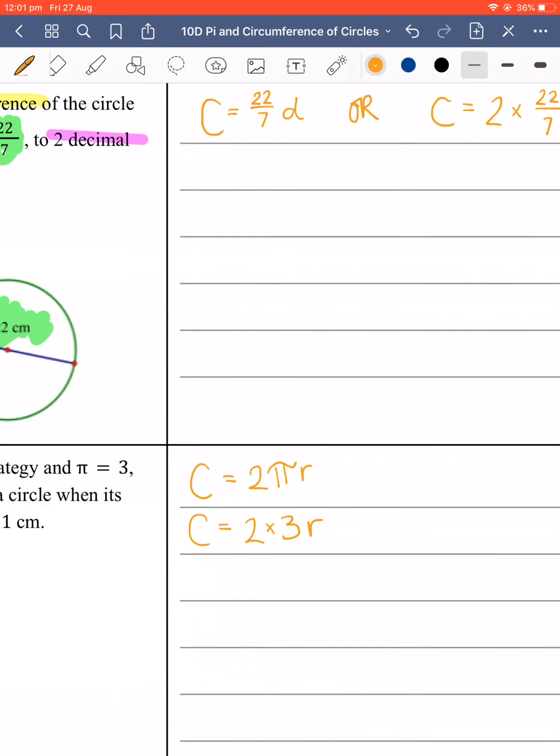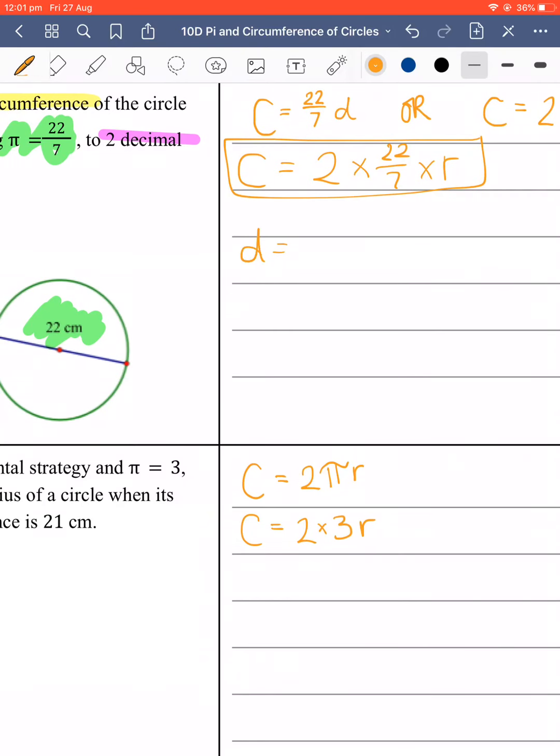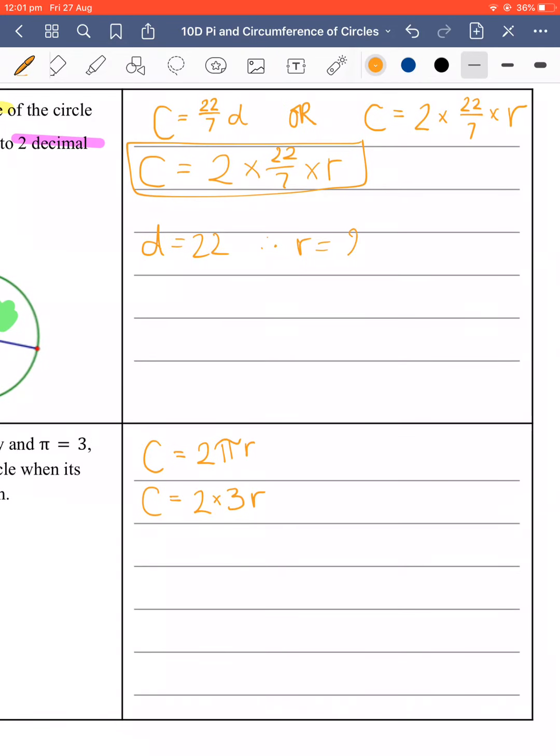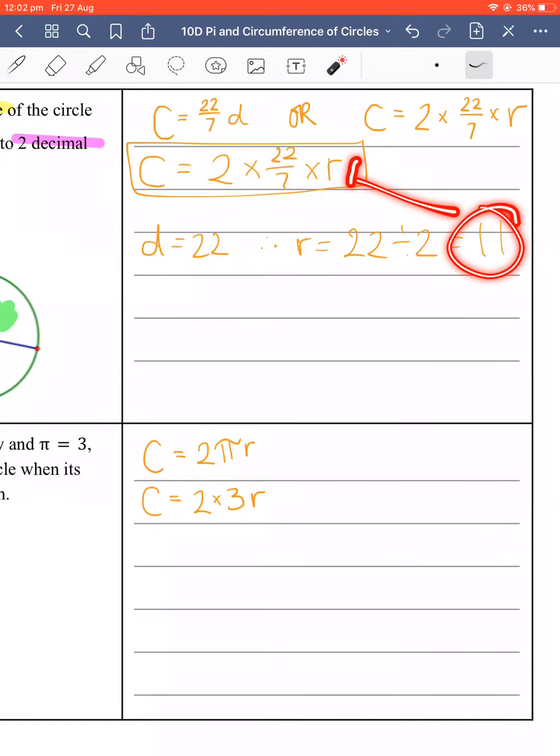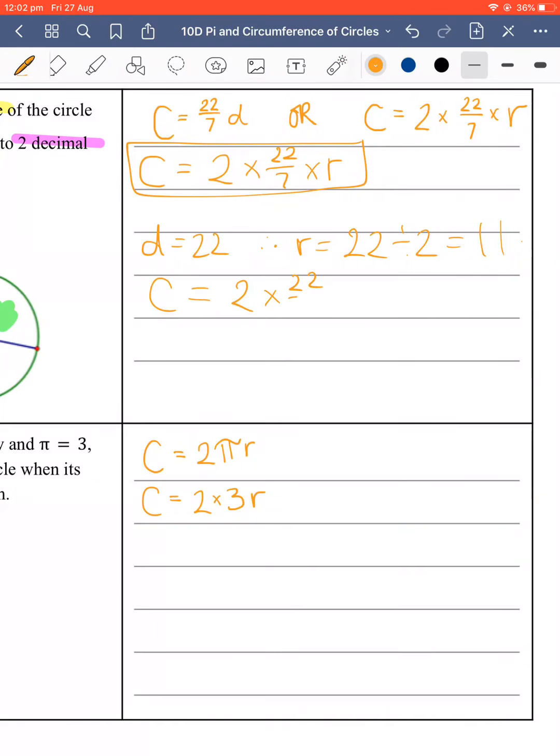So let's put in our values. I have circumference equals 2 multiplied by 22 over 7 multiplied by r. We need to find our r first. We have our diameter of 22. Therefore, my radius is its diameter divided by 2, which gives me 11. So now I can substitute 11 into this. Apologies. Circumference equals 2 multiplied by 22 on 7 multiplied by 11.